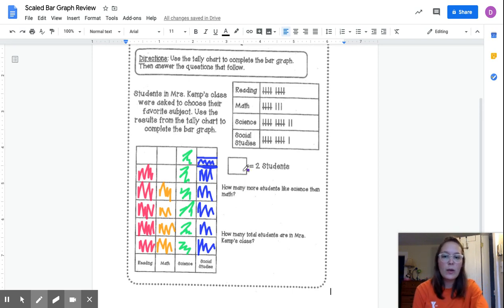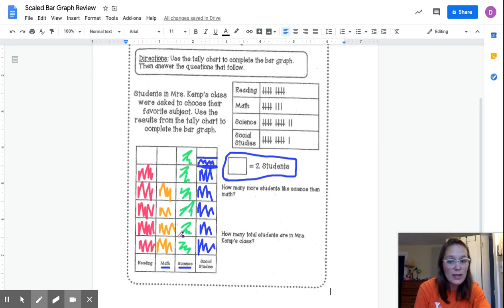Now, when we look at the questions, how many more students like science than math? Be very careful because the easy answer would be, let's see, 1, 2 more, 2. But that's not correct because we have to remember one box equals 2 students. So make sure you count by 2s. How many more like science than math? 2, 4. 4 more students like science than math.